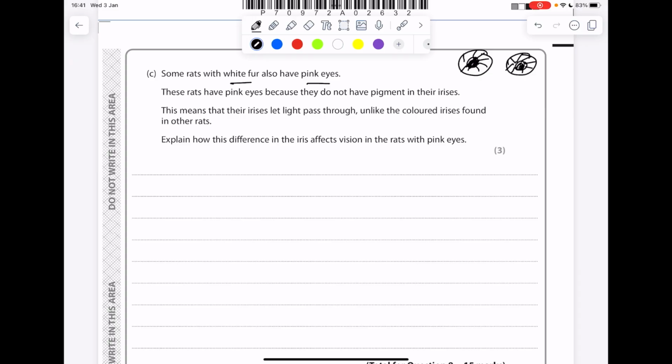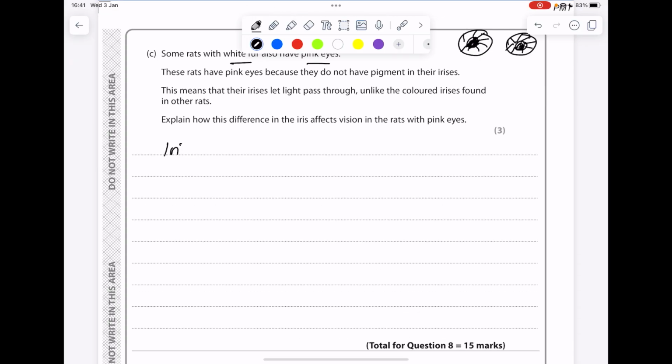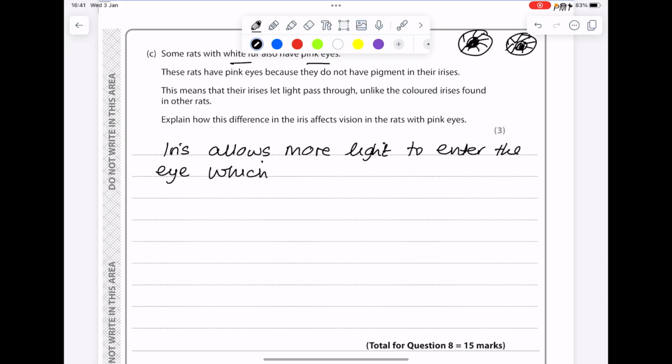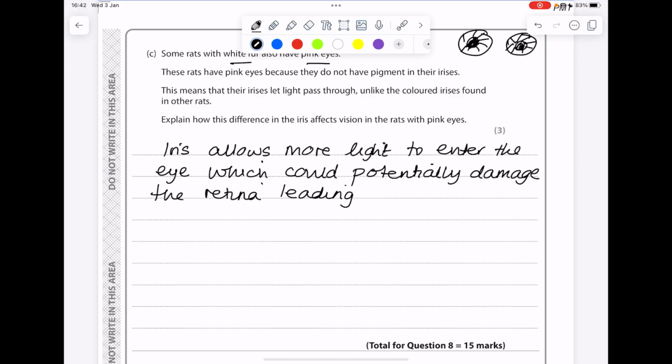Explain how this difference in the iris affects vision in the rats with pink eyes. Oops, I keep accidentally answering these questions. Iris allows more light to enter the eye, which could potentially damage the retina, because remember, the whole point of having a pupil that dilates and constricts is to restrict the light entering the eye when it's too bright, therefore preventing damage to the retina. And if you damage the retina, that could lead to poor vision, because remember, the retina is where the photoreceptors are found.